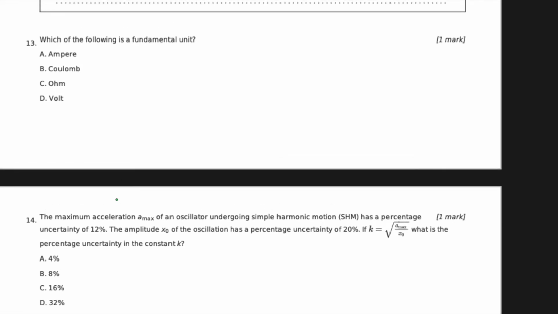Which of the following is a fundamental unit? So ampere is a fundamental unit. Coulomb C is equal to ampere times second. Ohm is also not a fundamental unit. Same thing with volt. They all are built from fundamental units.